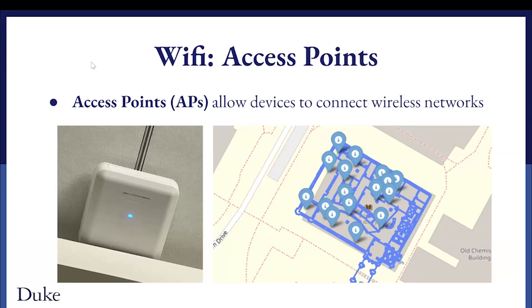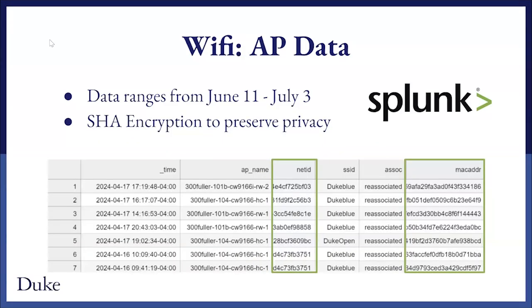Here on the left, you can see a picture of an access point in Bostock. And on the right is an image of all of the access points and their locations in Bostock Library. To use these, we've been taking the access point data from a large Wi-Fi database called Splunk. And here's an example of some of that raw Wi-Fi data we've collected. We get a bunch of different variables, such as timestamp, the access point name, the net ID of the person who logged into the Wi-Fi, along with the SSID or the Wi-Fi they logged into, whether they reassociated or authenticated with an access point, along with their hardware ID or MAC address.